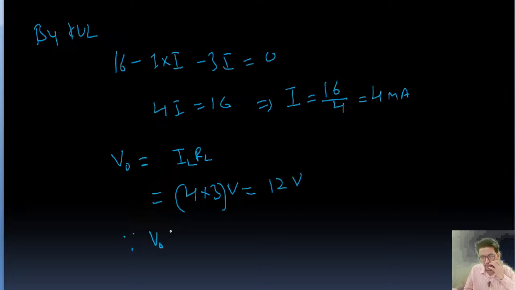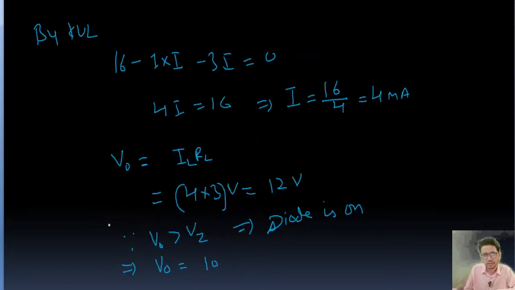Now since V naught, we can see, is greater than VZ, that Zener voltage, it means the diode is on. That's what we check, right? Because the diode is on, even though this is 12 volt, the V naught is going to be 10 volt, because V naught should be equal to that Zener voltage. So V naught is 10 volt for this. Okay, this is the answer.